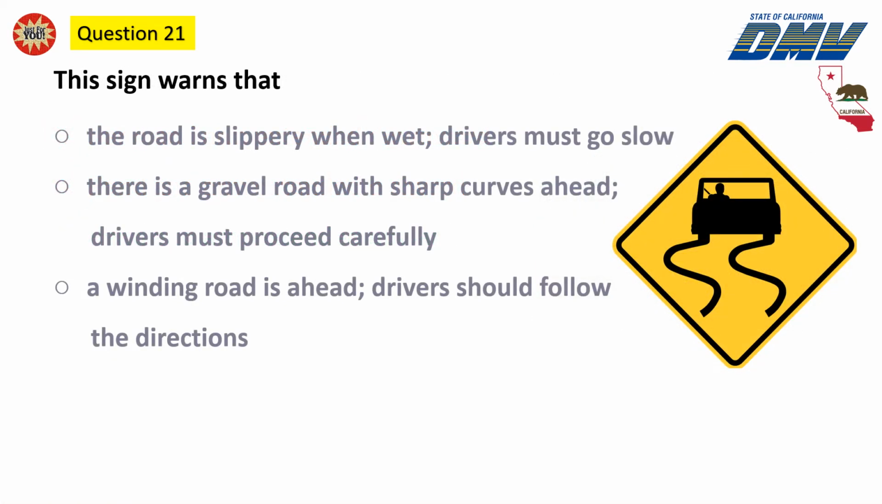Question 21. This sign warns that the road is slippery when wet, drivers must go slow. There is a gravel road with sharp curves ahead, drivers must proceed carefully. A winding road is ahead, drivers should follow the directions.